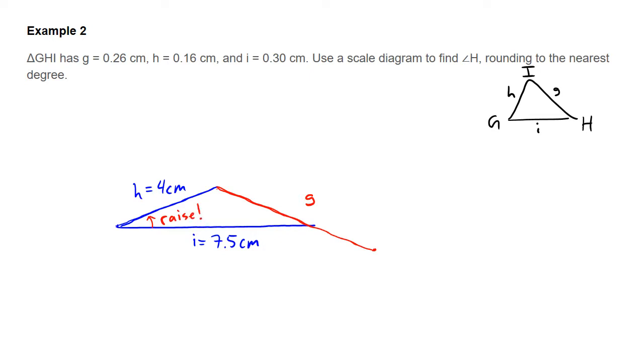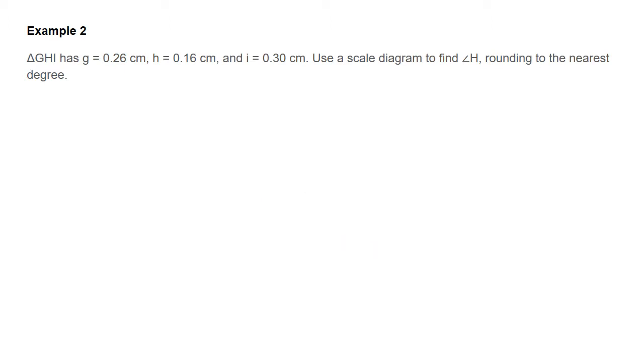And so this might actually take 2 or 3 tries to get it close enough. It doesn't have to be perfect, but we have to get a lot closer than what I did. So I'm going to try this again, and we start from the same place, with that bottom side, side I, which is 7.5 centimeters across.